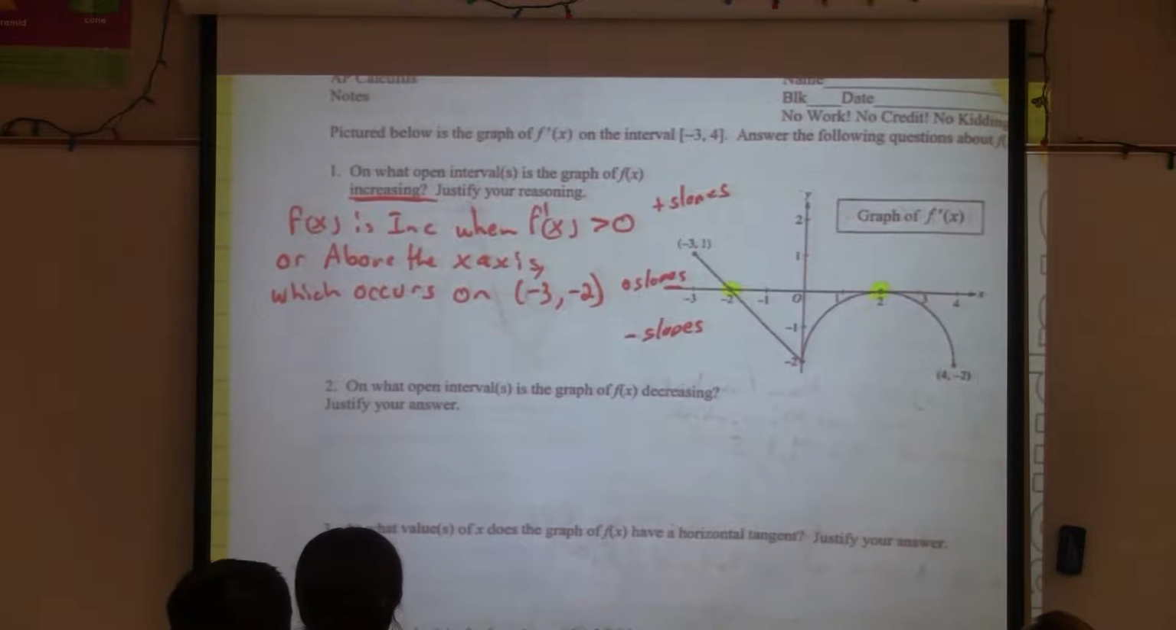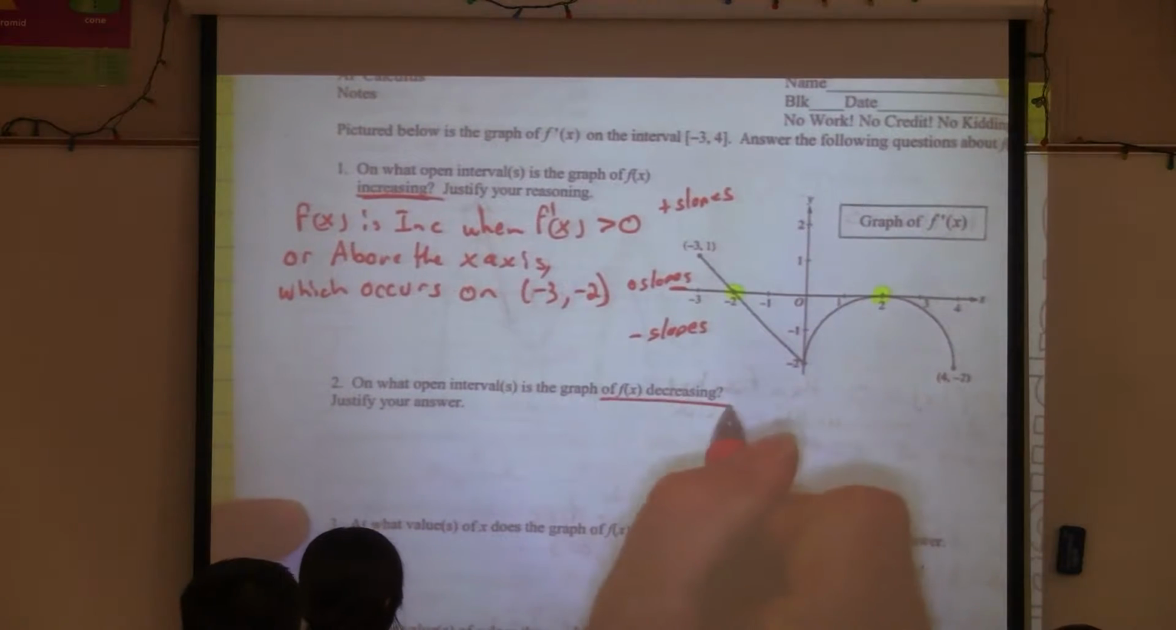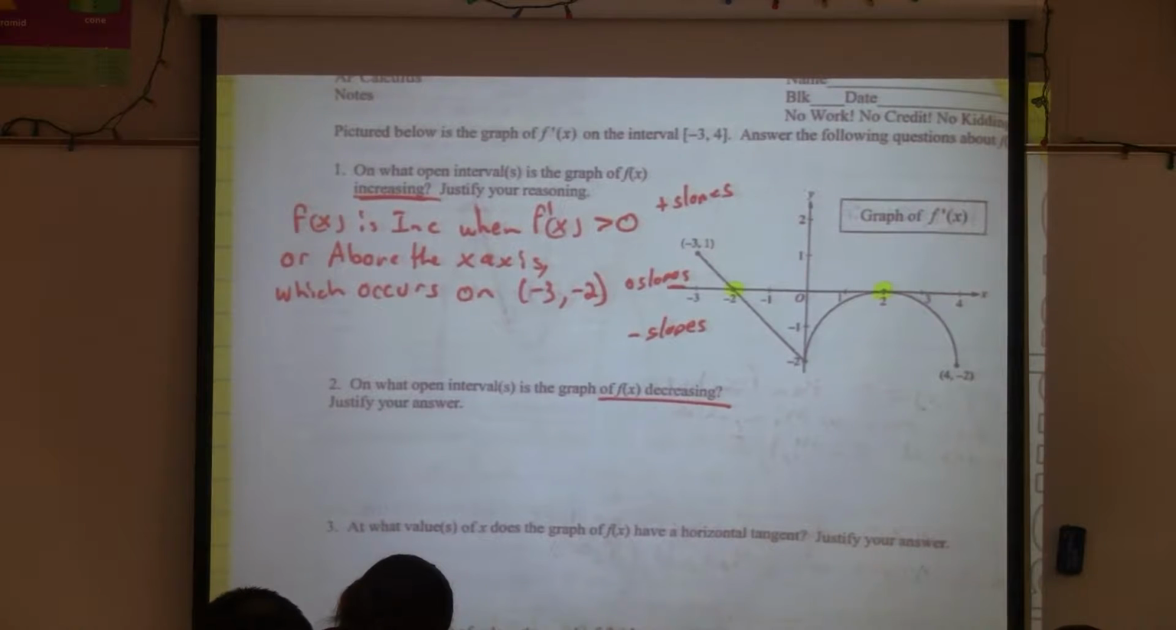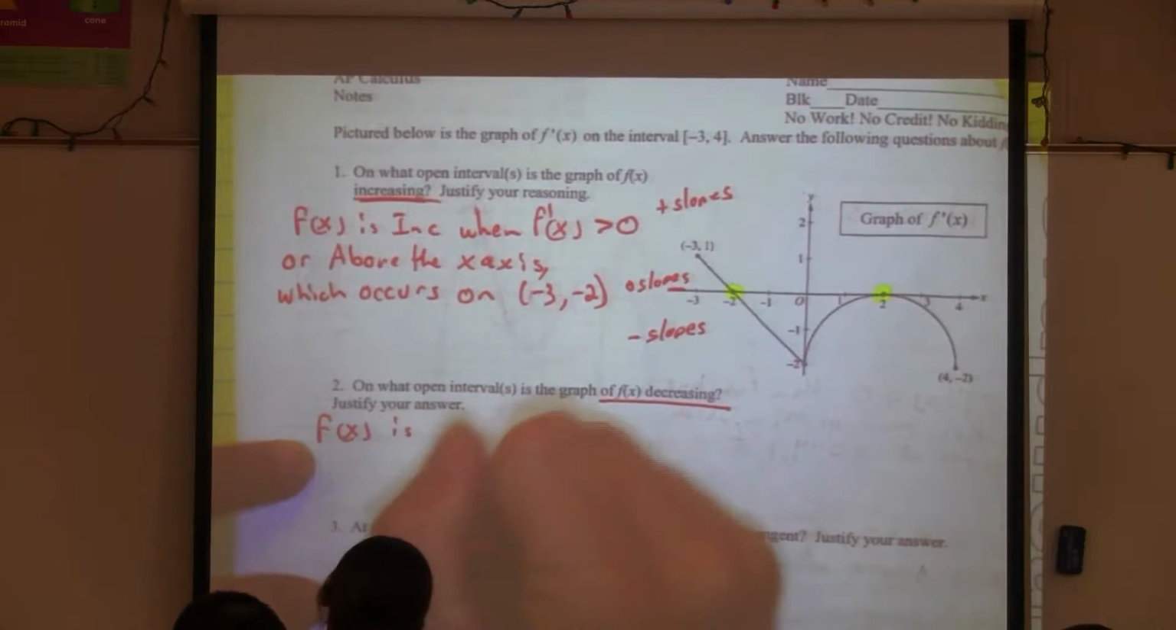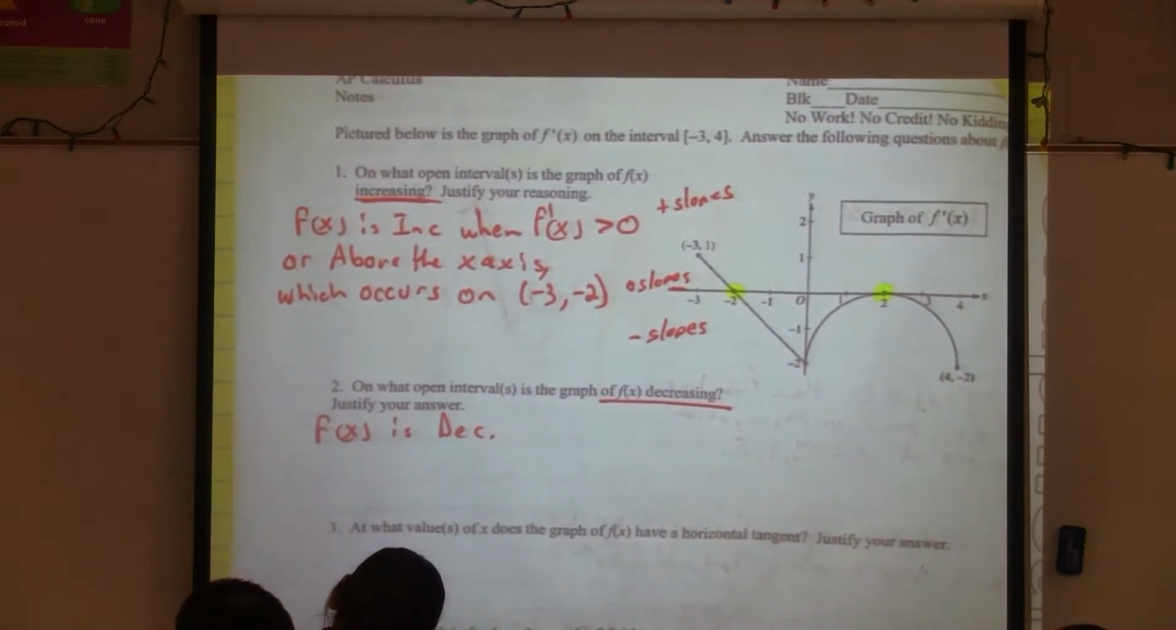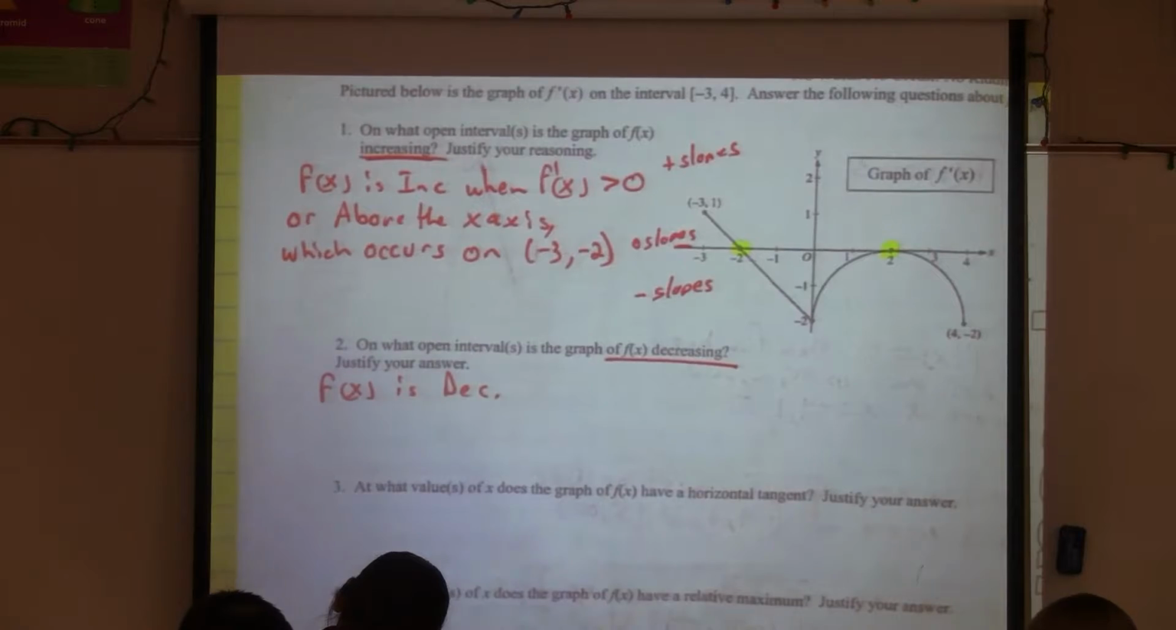That's where the slopes are positive, right? So my curve has to be going up. That's the only way it could have positive slopes, is if it's going up. Good? What's the next one saying? Where is f of x decreasing? Very good. So f of x is decreasing when?